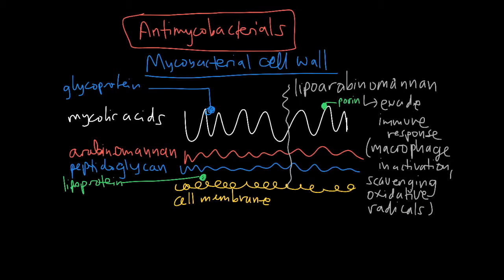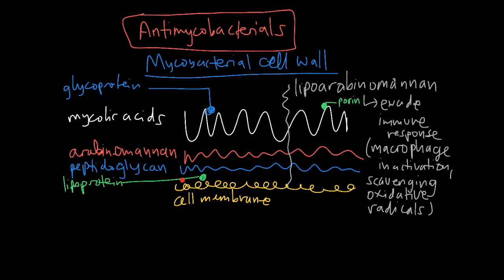Okay, so just for kicks and giggles, and since I don't think he'll ask about this, but just so you have foundational knowledge of what a mycobacterial cell wall looks like, here it is. Outermost layer, you have the mycolic acids containing glycoproteins and porins. Under that, going inside the cell, you have the arabinomannan layer. More inside, you have the peptidoglycan layer. And between that, you have lipoproteins.